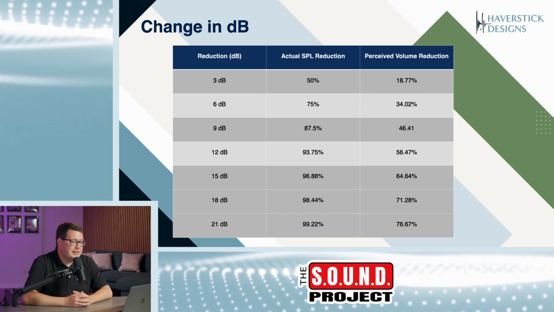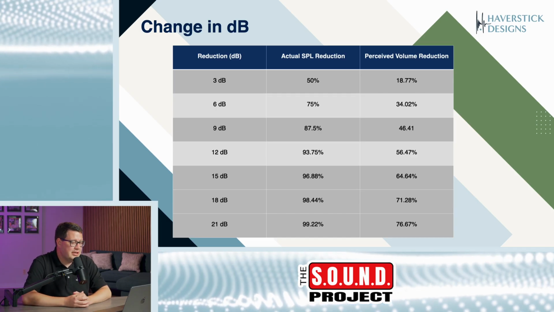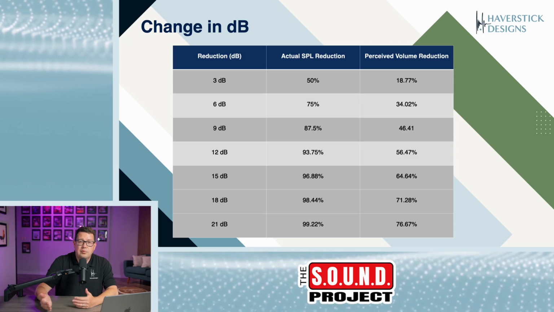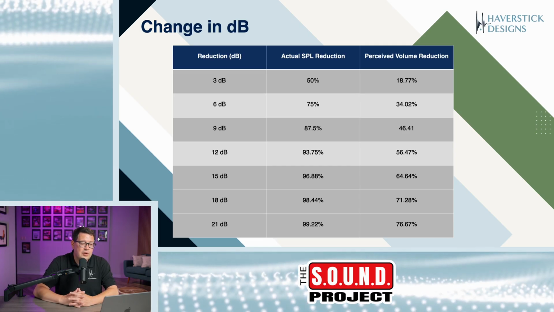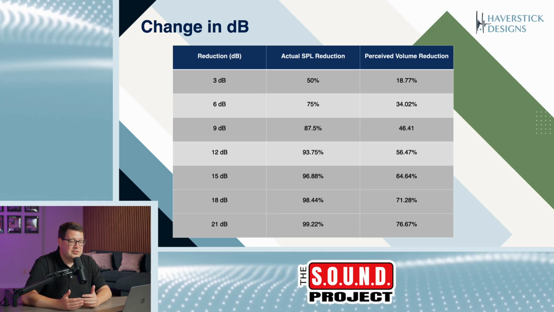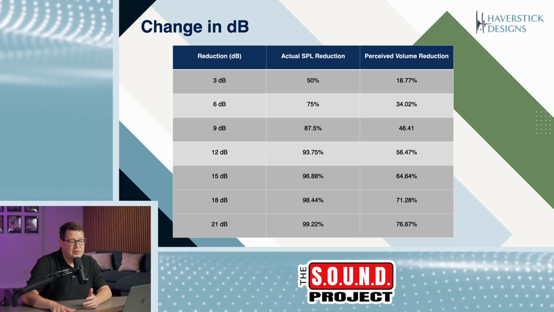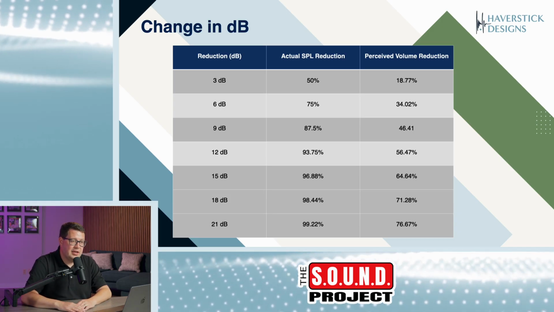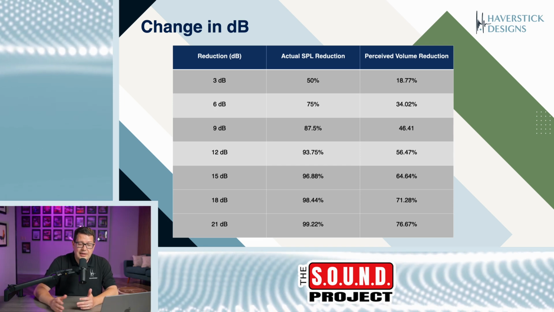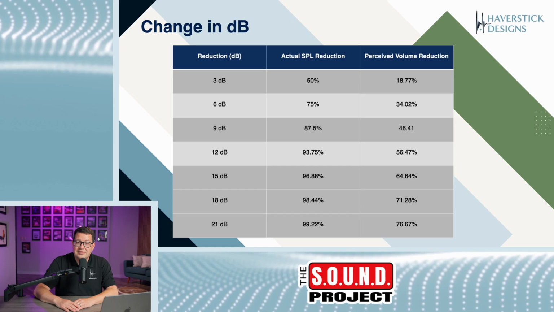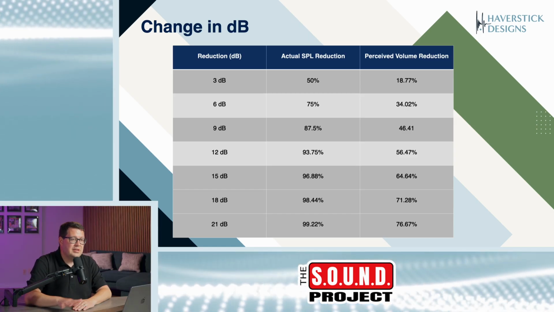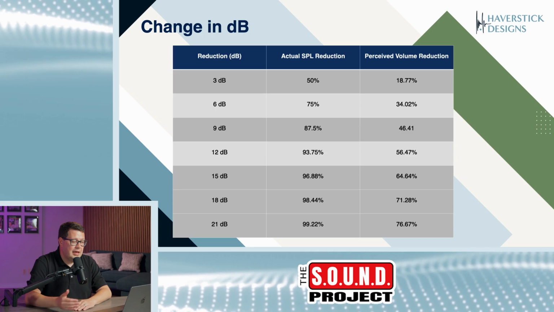Now we're just looking at reduction here, decibel reduction. A lot of times we're working with clients that want to reduce noise in their space. And so a reduction of 3 dB, actual SPL reduction is 50%, but your perception is only about an 18% reduction. If you look at upwards of 12 dB of reduction, that's going to be perceived as 56% reduced. And so it's kind of a helpful chart if you're looking at reducing the amount of noise in your space.